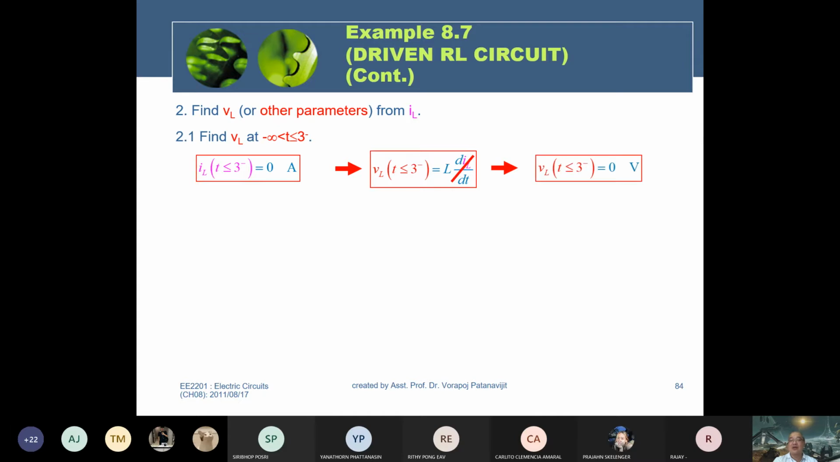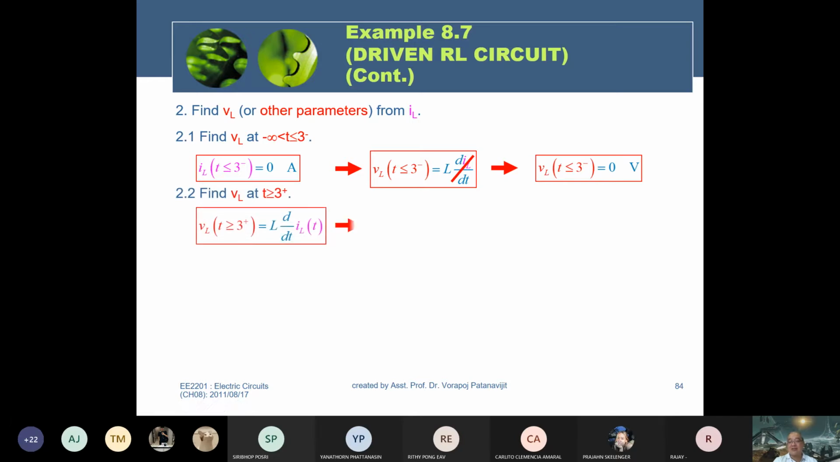For time less than 3, the inductor current is 0 because it has no source. No source generates or supplies to the circuit, therefore it has no voltage too. The derivative of 0 gives 0, therefore VL equals 0 too.